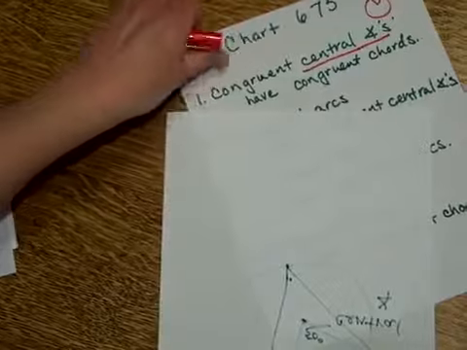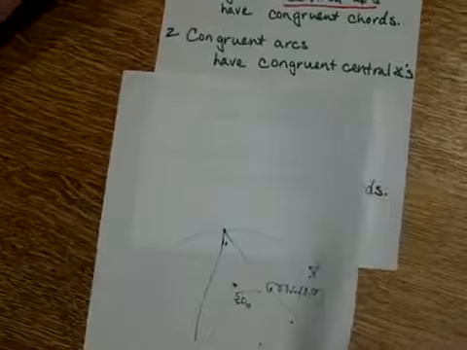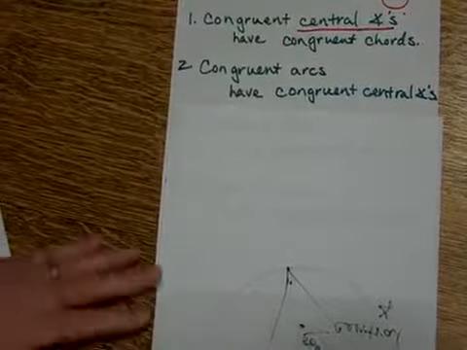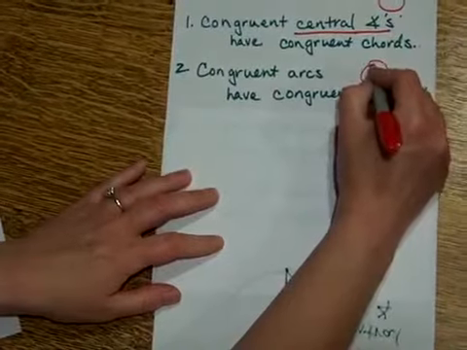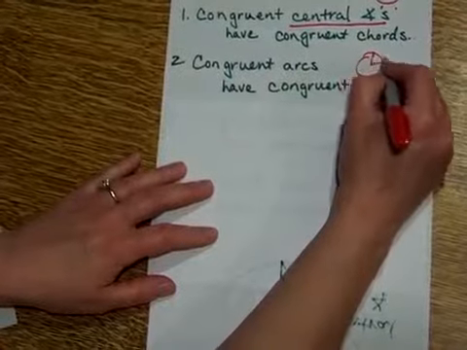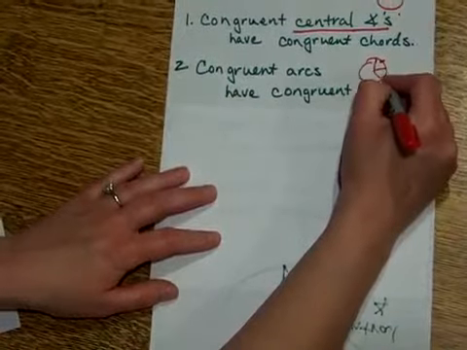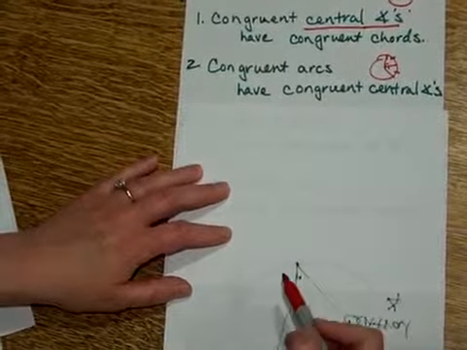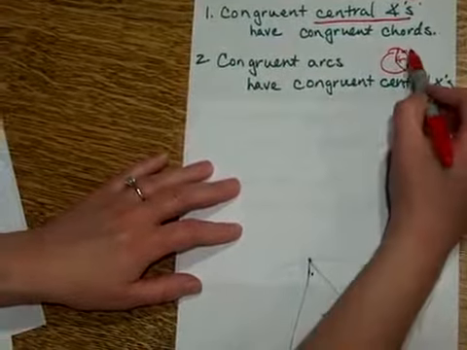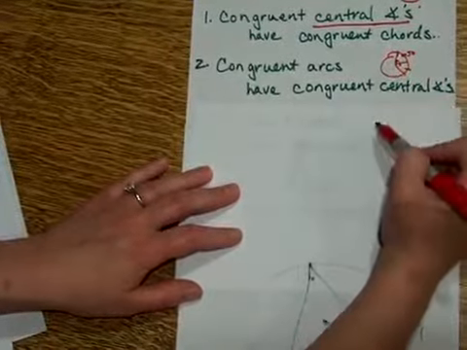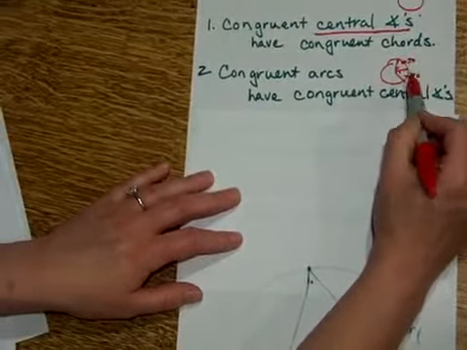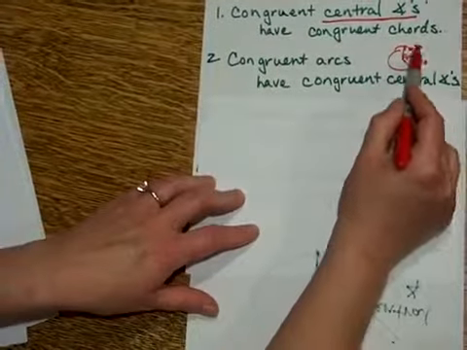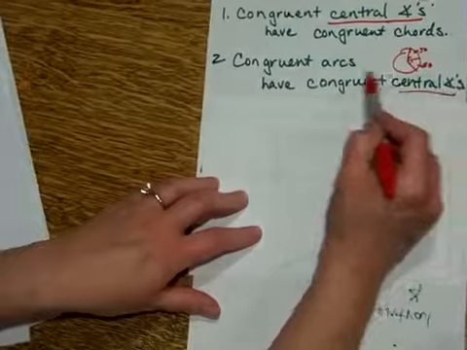The second one, if I have congruent arcs, then I have congruent central angles. So this time, if I'm given that the arcs are congruent, then these angles are congruent. We know their measures are the same. If this arc was 50 degrees, the angle would be 50. The central angle has to be congruent to that intercepted arc, and if the arcs are the same, then therefore the angles are the same.